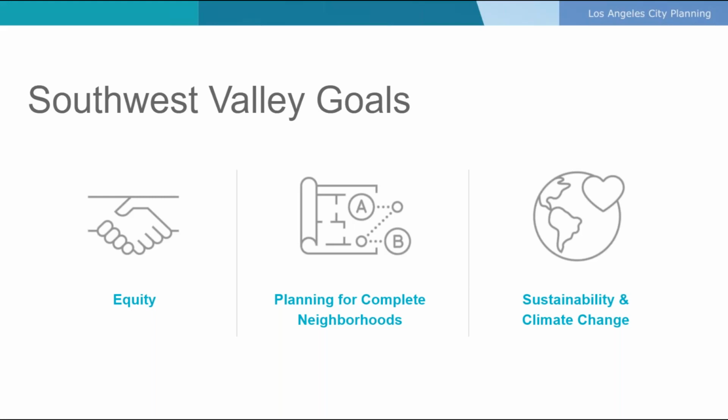First, we will discuss the importance of embedding equity in the community plans. Then we will discuss the concept of complete neighborhoods and how the land use designations promote these in the Southwest Valley. And lastly, we will discuss how the plans address the pressing need for sustainability and climate change resilience. In upcoming outreach, the plan text, goals, and policies, as well as the future zoning tools and continued community feedback will help implement this vision.